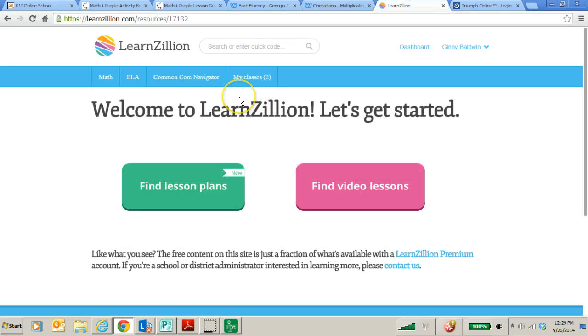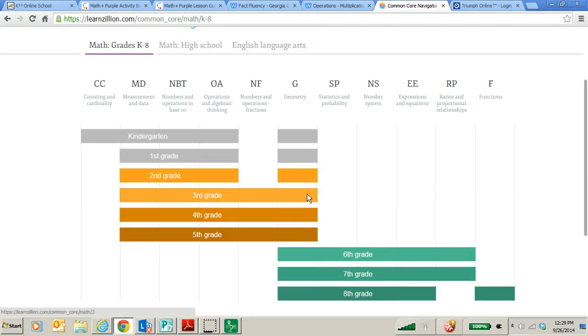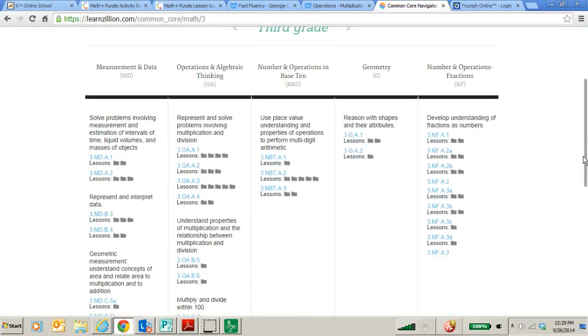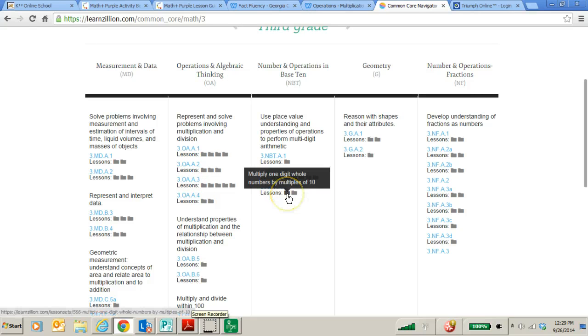Definitely don't forget about LearnZillion. You can create a free account. And once you create a free account, go to the Common Core Navigator tab and definitely log in as a parent to create that account. Go to the third grade tab. And then multiplication is the biggest standard of all in third grade. So under this operations and algebraic thinking, you're going to see tons of videos about that.